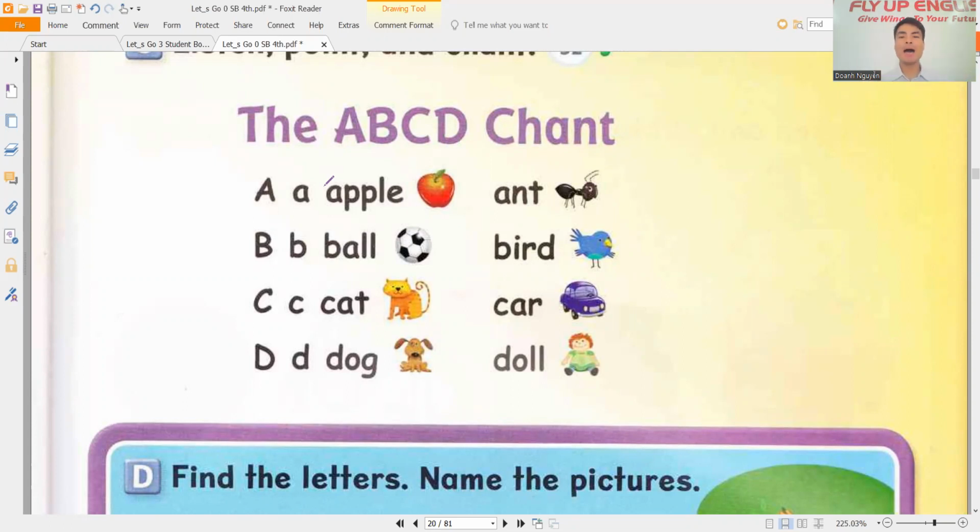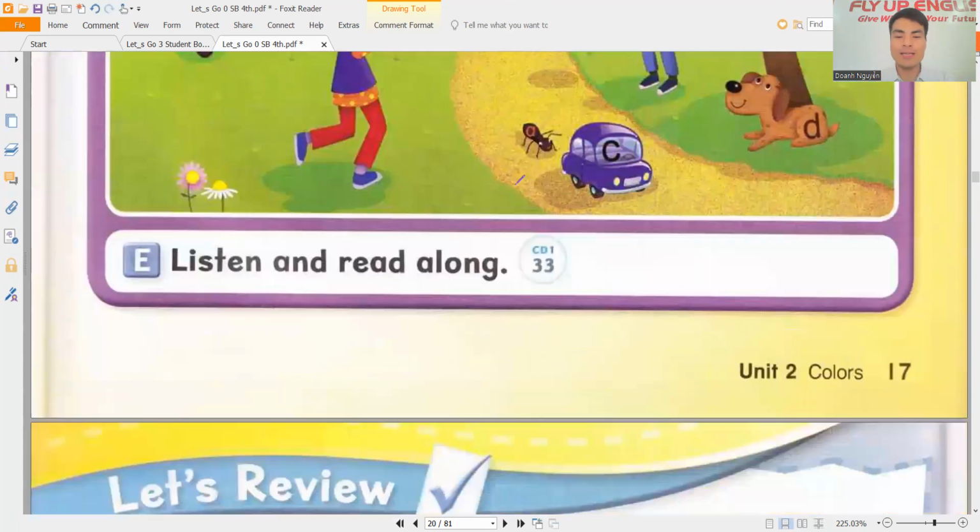And b b ball ball b b bird bird cat cat car car D, d, dog, dog. D, d, doll, doll. Good. Okay. Và thầy cho mình gần hoàn thành bài học ngày hôm nay rồi.